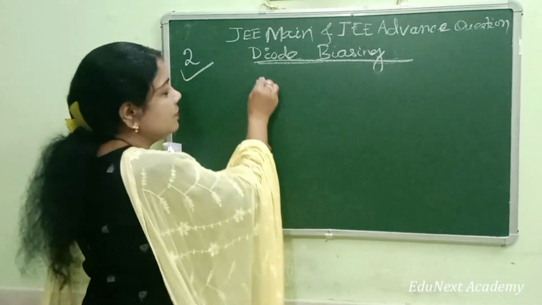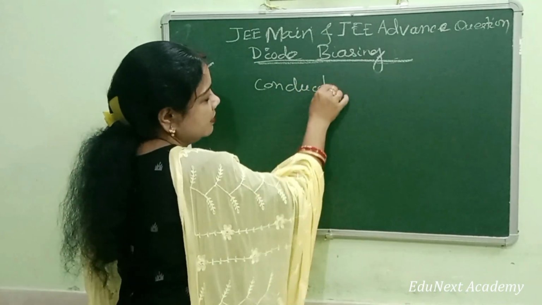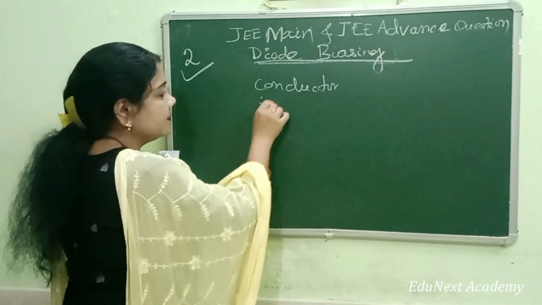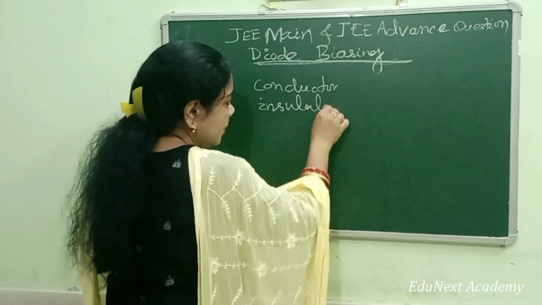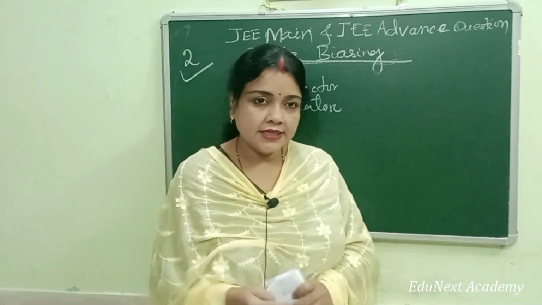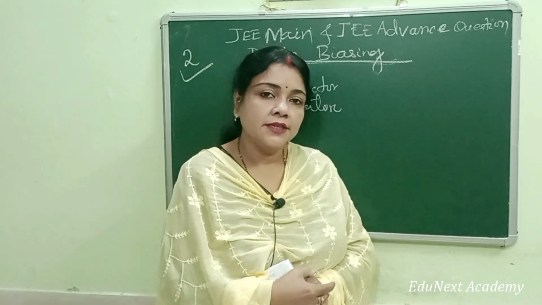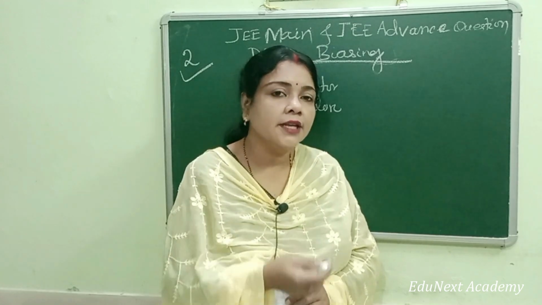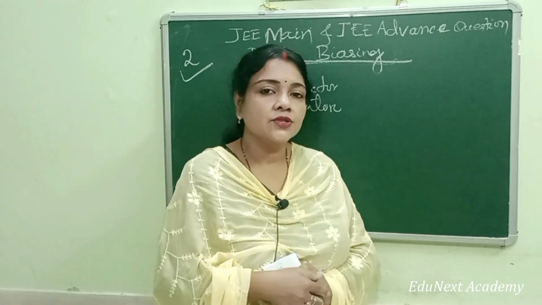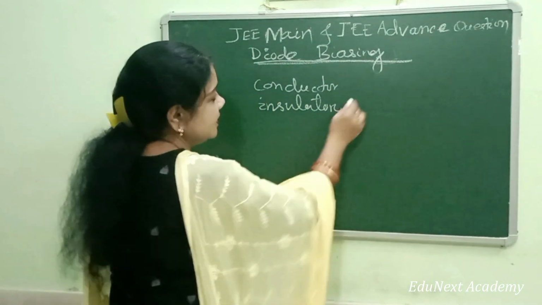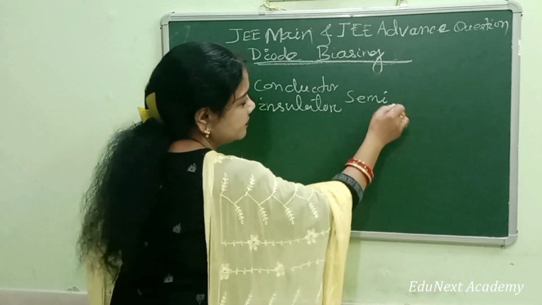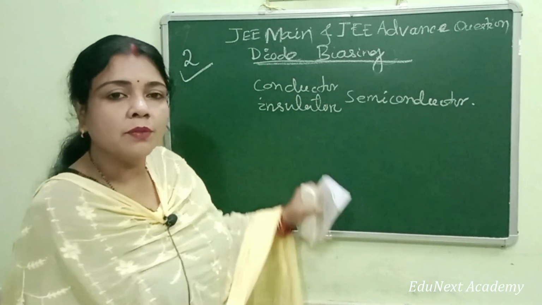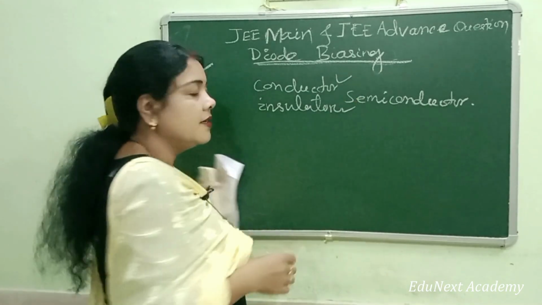You know a conductor, which conducts electricity. You know an insulator, just like your paper, plastic, and wood type material, which does not conduct electricity. Whenever you want to protect some conducting element, you just cover it with insulating material. But a semiconductor is that material whose properties lie in between conductor and insulator.